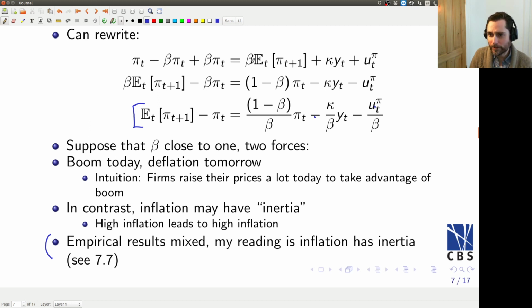I'll just leave it there. So the question is, which one of these effects dominates? My reading of the literature is that the inertia effect dominates. So we expect that if inflation is high today, it will continue to be high tomorrow.